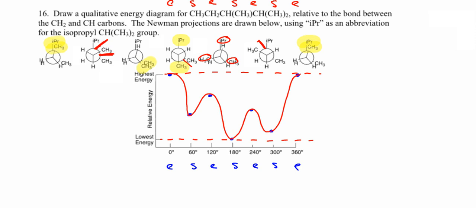So each one of them is different. Each one has its own special qualities, but you have to start understanding the differences between eclipses, the differences between staggereds, the differences between total eclipses, and the difference between gauches on the staggered. I hope this is a helpful overview of Newman projections. We will continue to practice this and go through it additional times if you need that extra help.